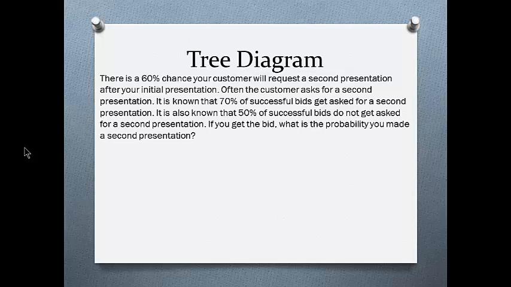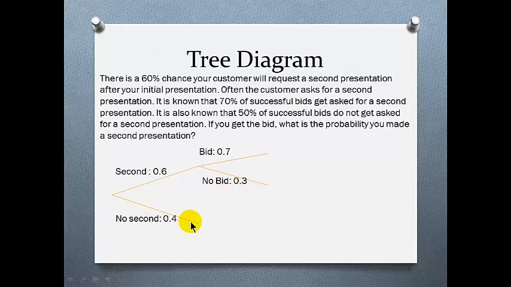Let's make this smaller so that we can actually make this into a tree diagram. So to begin with, we've got two options. Either you got the second presentation, which we know has a 60% chance, or you didn't. You didn't would be the opposite. 1 minus 0.6 is 0.4. But with each of those options, there is a chance that you did or did not get the bid. 70% of successful bids get asked for a second presentation. So that's up here. 70%, 0.7, got the bid. The opposite, 1 minus that, 0.3, did not get the bid.